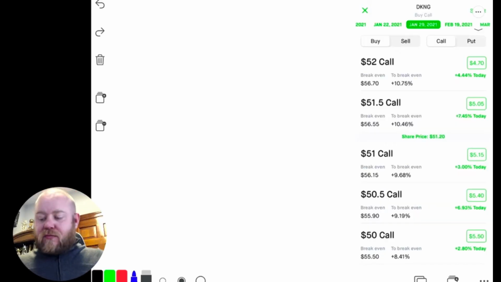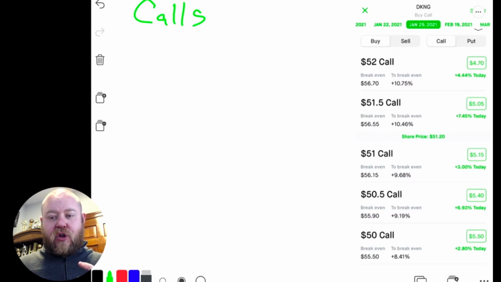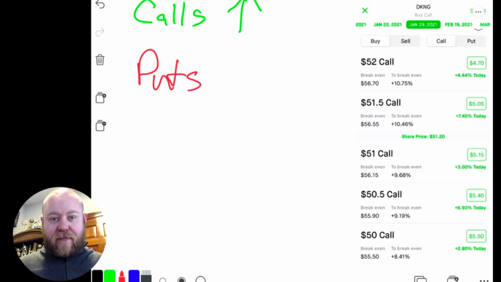So what are options? All right, so options are a contract between a buyer and a seller. Just a basic overview. Now, you can have 2 types of options contracts. You can have calls, where you are betting, as the buyer, and we're going to be the buyer in this situation, that the stock is going to go up. And then the reverse of that are puts. You are betting that the stock is going to go down. Very basic information.